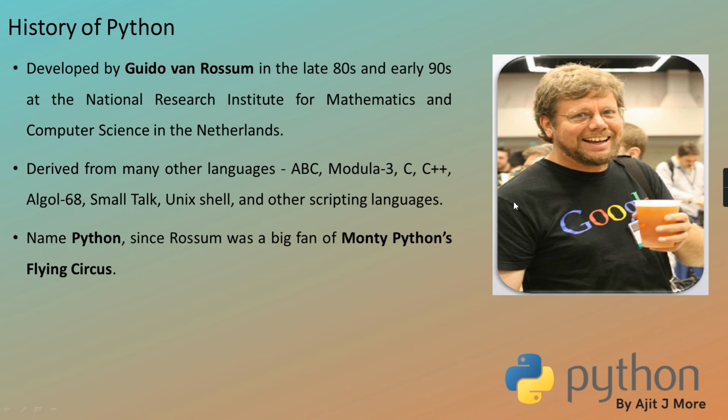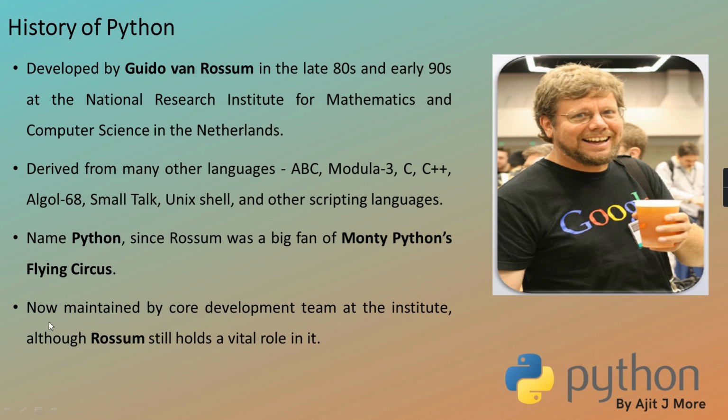As I said, he was tired at home in the Christmas holiday and he started designing, and within one day he came up with a parser for Python. But obviously, between that Python and today's Python, abundant changes have taken place. The name Python is because he was a fan of Monty Python's Flying Circus, telecast on a British channel. It is being maintained by one core team at this research institute, but still Rossum is the role player of that team.